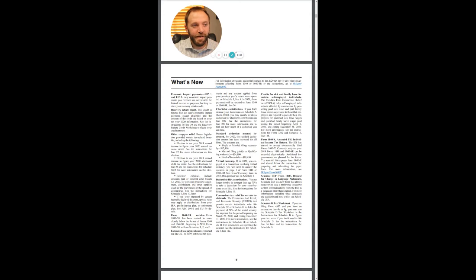The first thing, as you might guess, is those stimulus payments, otherwise known as the economic impact payments. This form initially was the EIP. Now we've got EIP 1 and 2 on the instructions form. So it just states here, any economic impact payment you receive are not taxable for federal income tax purposes, but they reduce your recovery rebate credit. It's a very important thing to distinguish those.